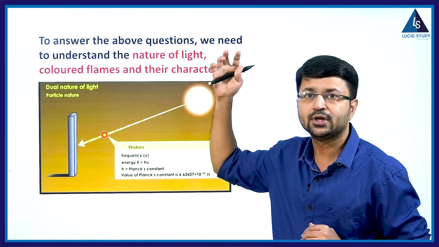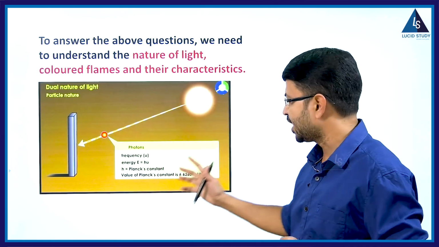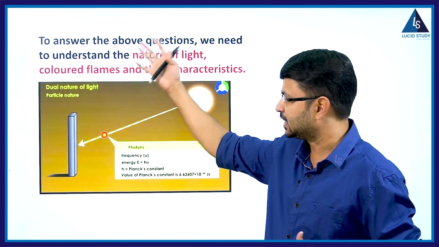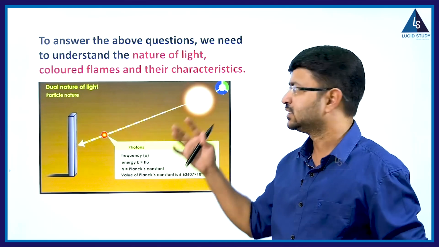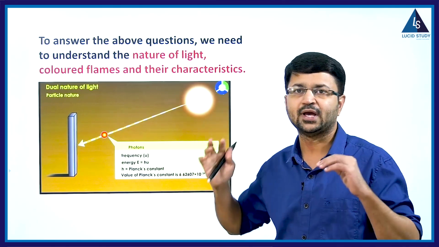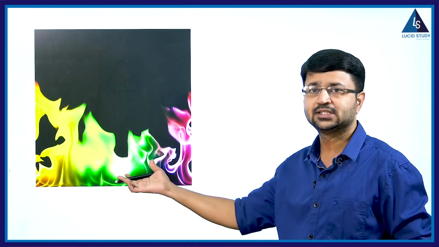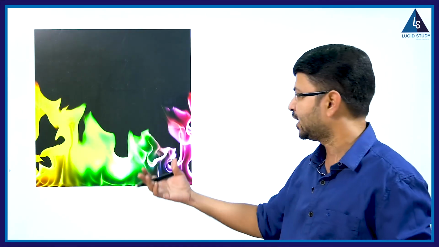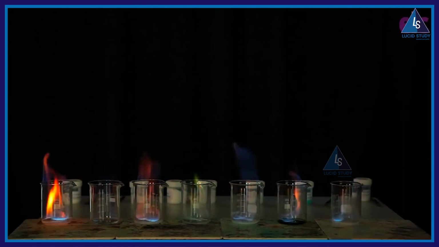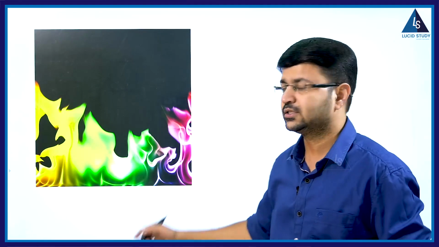When we study all those things and their characteristics, in this image you can see the nature of light. What is the nature of light? It is the dual nature. Light has a particle nature as well as a wave nature. Now, in this manner, if we study the flames having different colors, then we can understand some interesting concepts about atomic structure.